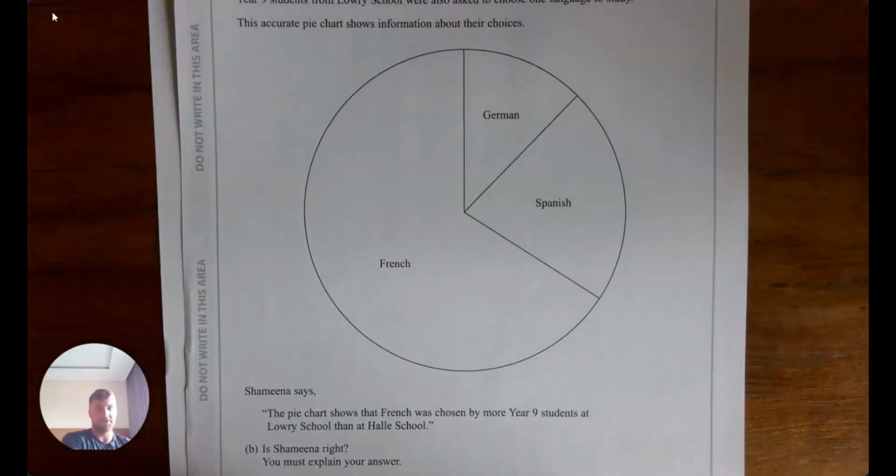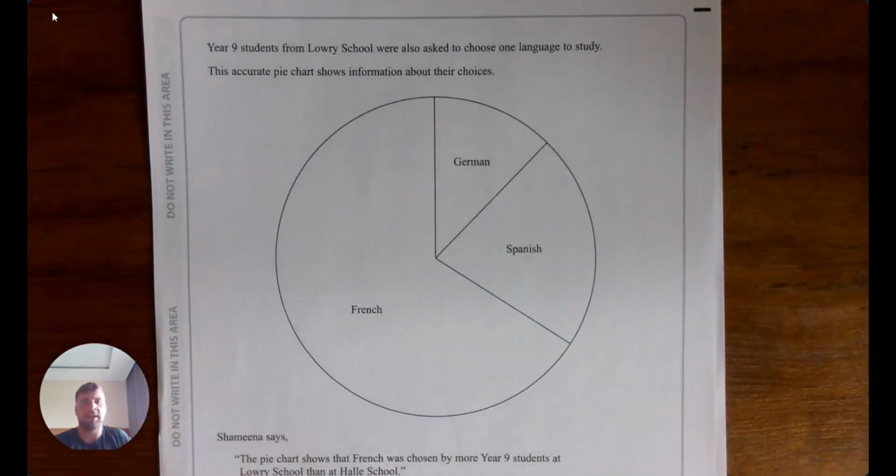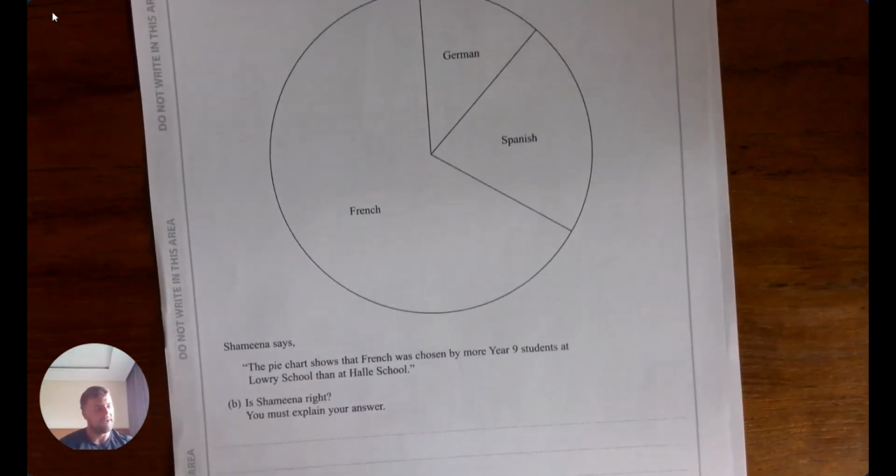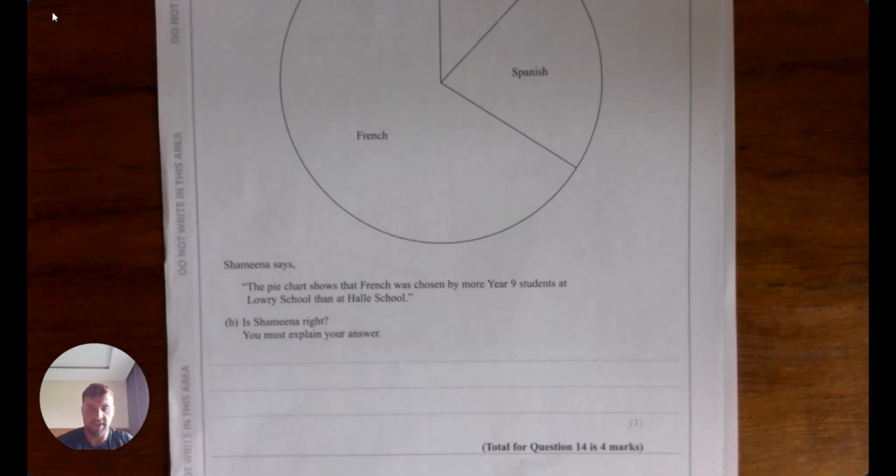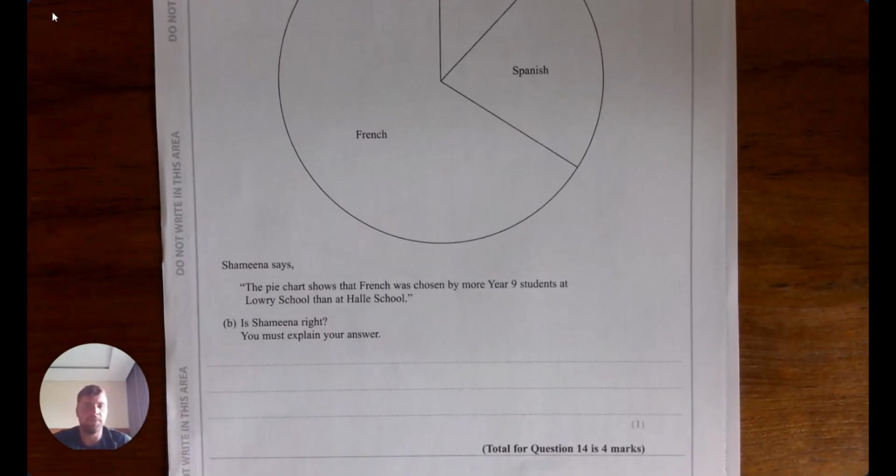Okay, then there's a second question from this. It says, Year 9 students from Lowry School were also asked to choose one language to study. The accurate pie chart shows information about their choices. Shamina says the pie chart shows that French was chosen by more Year 9 students at Lowry School than at Hall School. Is Shamina right? You must explain your answer.